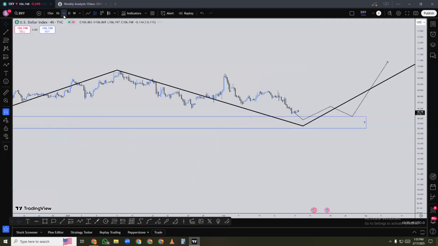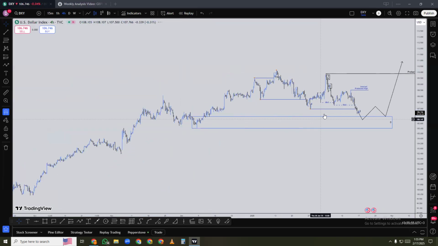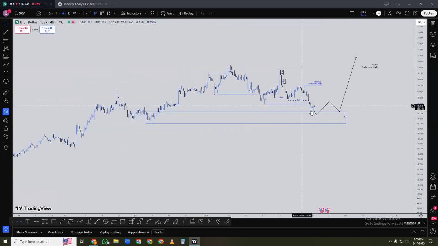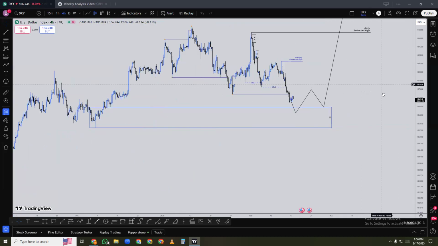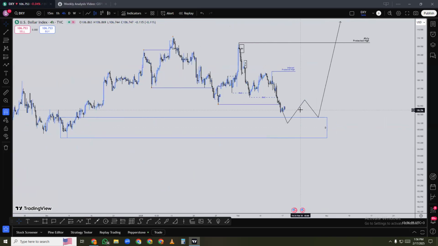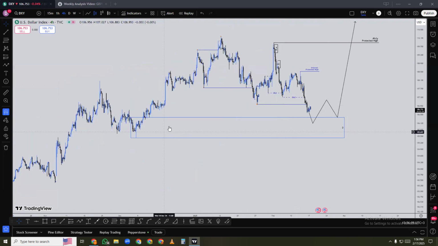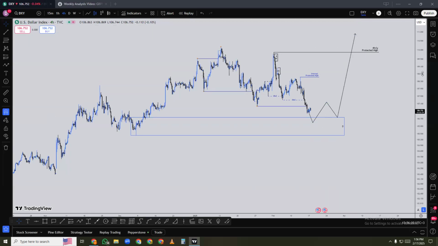Right. Now moving on to the 4 hours. Let me just delete this. You can see the 4 hours is quite bearish, and also the internal of the 4 hours is also bearish. And then, of course, we're expecting the market to tap into our daily demand zone. Once we tap into that daily demand zone, then we can expect those moves to the upside.